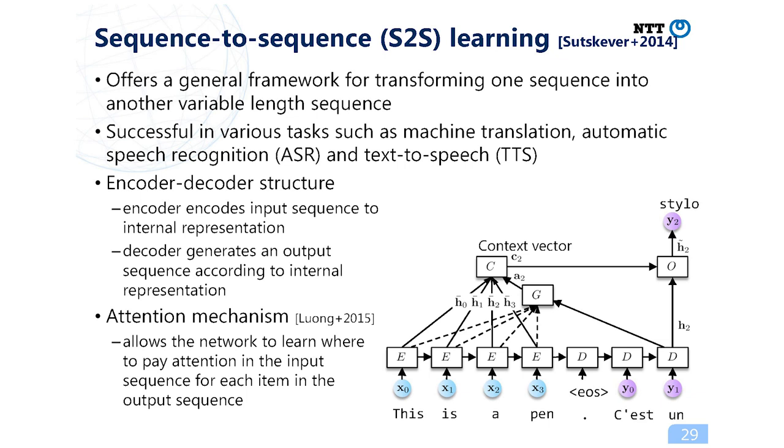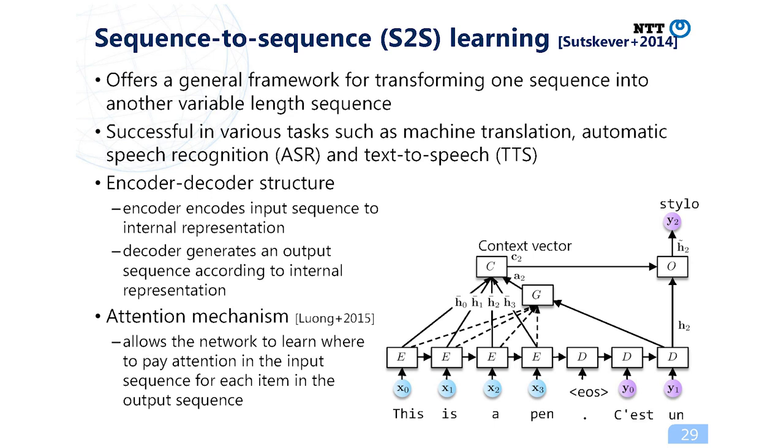Seq2seq learning is obviously so popular that maybe I don't need to explain it to you, but as a reminder, let me explain it very briefly. It offers a general framework for transforming one sequence to another variable-length sequence, and is already shown to work successfully in various tasks such as machine translation, automatic speech recognition, and text-to-speech, as introduced in the earlier talks. It has an encoder-decoder structure: the encoder encodes the input sentence to an internal representation, whereas the decoder generates an output sequence according to the obtained internal representation.